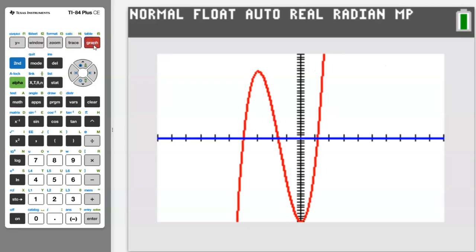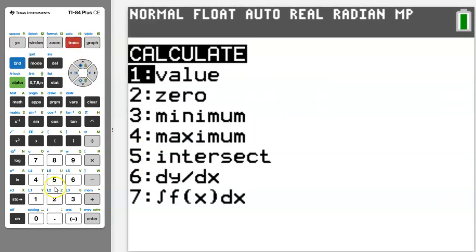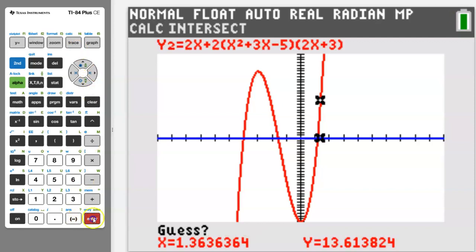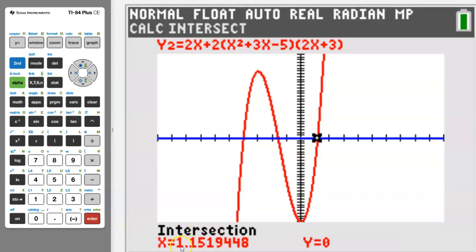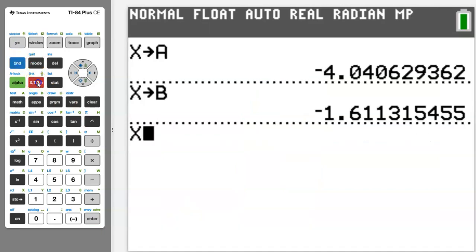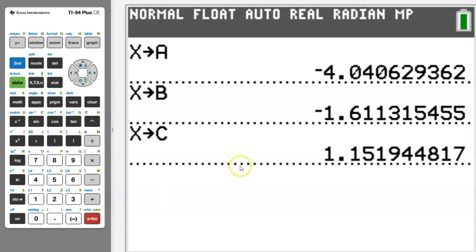So just hit graph and do second trace 5. Move the pointer close to the third critical value and just hit enter, enter, enter. So there it is. Let's store this into letter C. So we hit second quit and X store alpha C. In your work, write X equals 1.152.